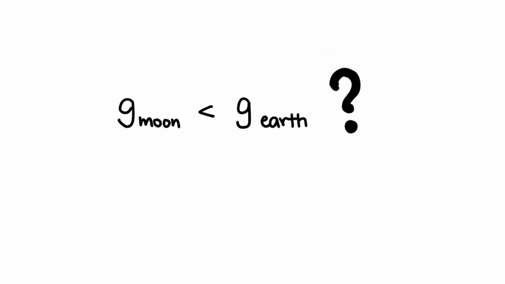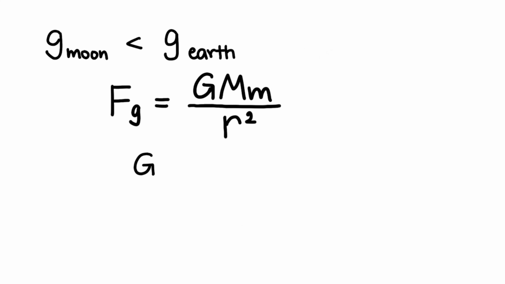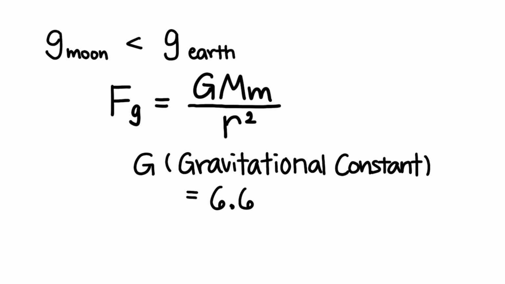How do we know that g moon is lower than g earth? To do the actual comparison, we should first find g moon and g earth numerically. Here's the formula we need. So we get Fg equals big G times big M times small m over r squared.